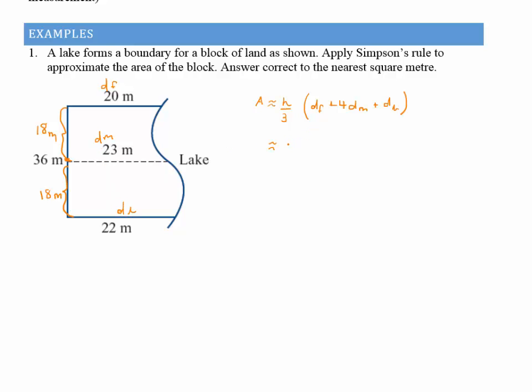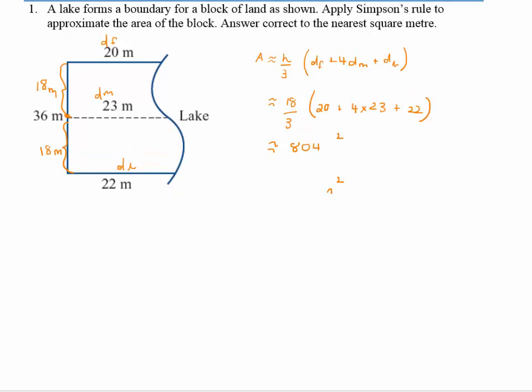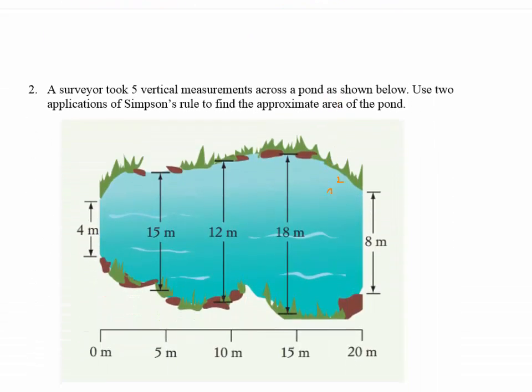So now it's just a case of placing those numbers into the formula. 18 over 3. The first distance is 20. It's 4 times the middle distance. And then we've got our last distance. And we pick up our calculators and we work it out. And to get it to the nearest square metre, I think it's something like 804 metres squared. Nice and simple. Let's have a look at another one.